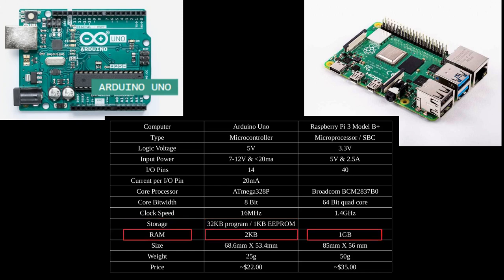Uno has 2 kilobytes of RAM compared to the Pi's 1 gigabyte. The Uno is slightly smaller in size than the Pi, but it's half the mass. And if you buy these, the Uno is going to cost around $22, and the Pi is going to cost around $35. From this, we can see that the Uno is more meant for cheap, low power, and somewhat simpler solutions, although, depending on the programmer, the Uno can achieve some surprising tasks.